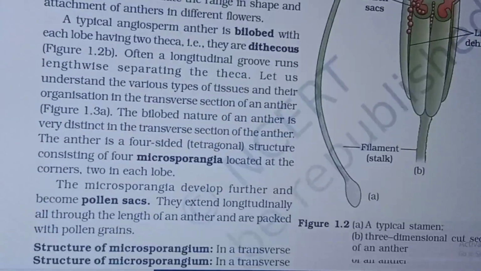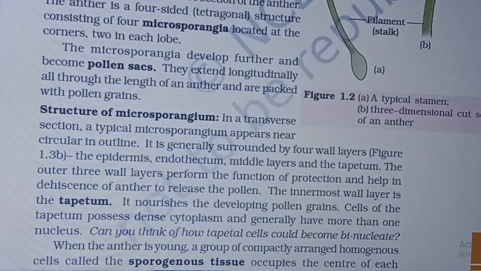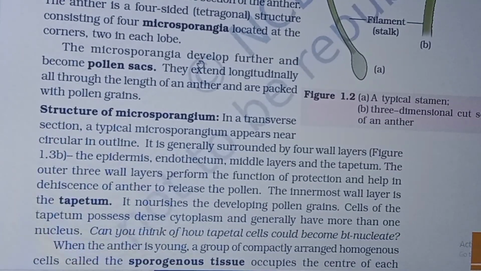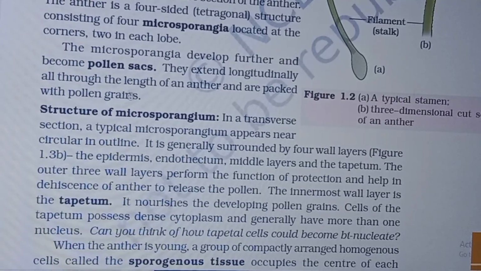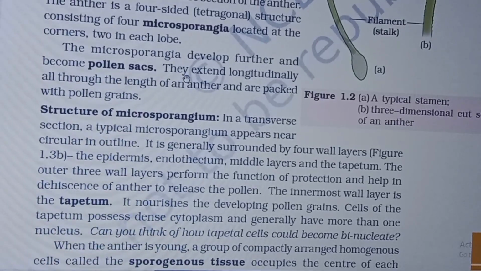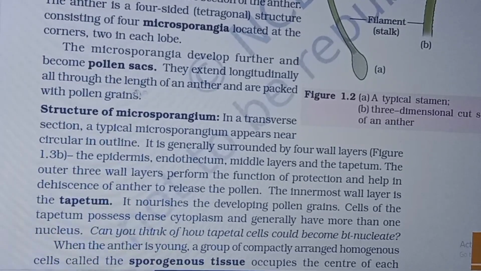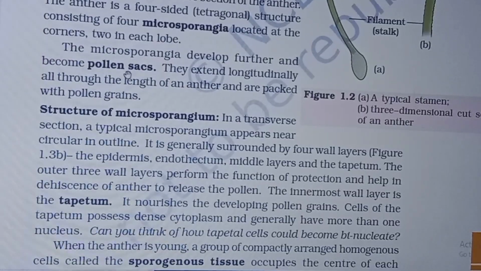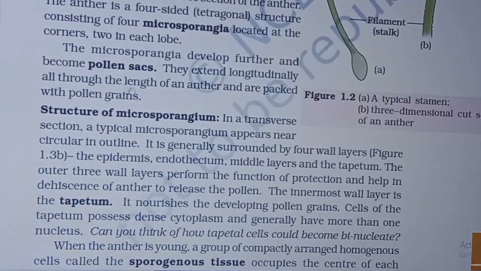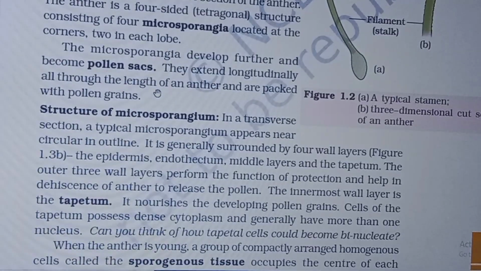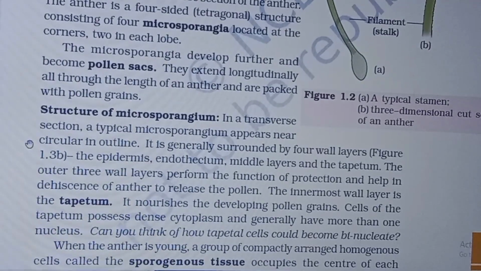Next, the microsporangia develop further and become pollen sacs. They extend longitudinally all through the length of an anther and are packed with pollen grains.